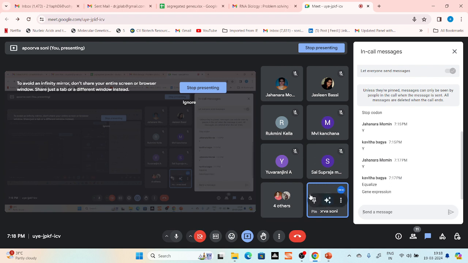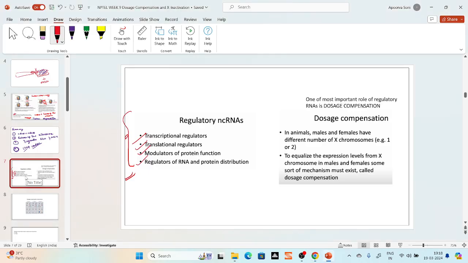Equalize gene expression. Yes. So males have X and Y, and females have two X chromosomes. Okay, so the expression that is coming from this X and the expression that is coming from this X, if both of the X chromosomes are expressed, then it would be double. Here only one X is there, here two X's are there. That means the expression of the X chromosome has to be equalized between males and females. Okay, that means the level of expression should be equal.